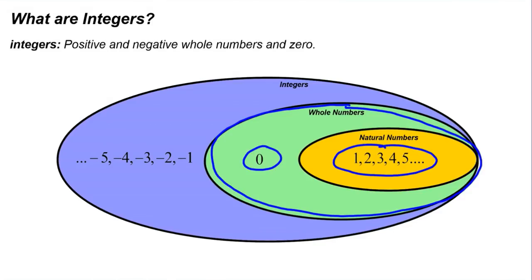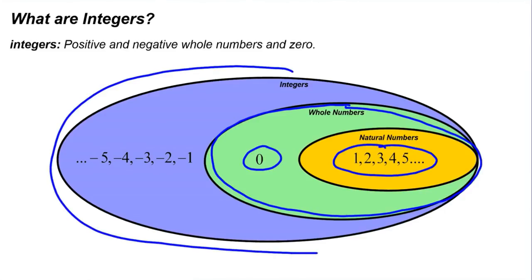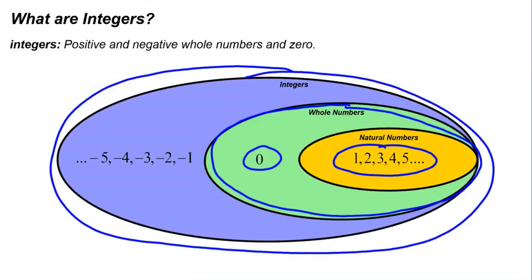Well, now we're going to expand that number set to include whole numbers and negative whole numbers. So now we're going to include -1, -2, -3, -4, and so on. So we're going to go to the left of zero on the number line, or less than zero. All of these numbers together are integers, okay? So integers are positive and negative whole numbers and also zero.